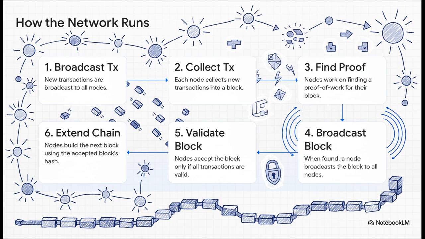So this is how it all comes together in this beautiful, chaotic dance. New transactions are just broadcast out to everyone. Each computer, or node, on the network collects them into a block and starts racing to solve that proof-of-work puzzle. The first one to solve it broadcasts their new block to the network. Everyone else checks it to make sure it's valid, and if it is, they add it to their chain and immediately start working on the next block. It's this simple set of rules that allows a secure ledger to emerge without anyone being in charge.